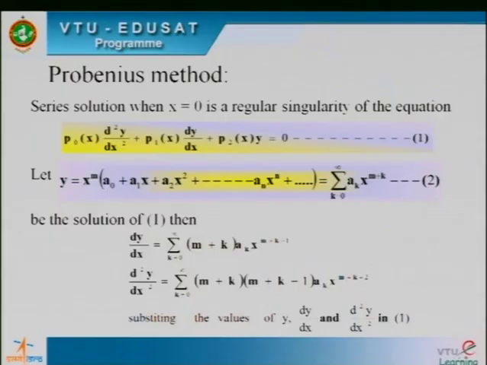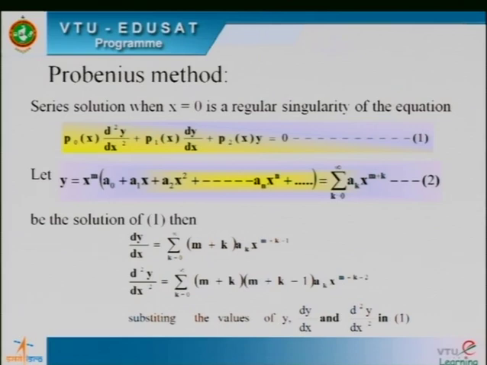For example, I considered a differential equation of the type dy by dx plus xy is equal to 0. So we are already familiar with linear differential equations with constant coefficients, and yesterday we discussed linear differential equations with variable coefficients. How do we find the solution?